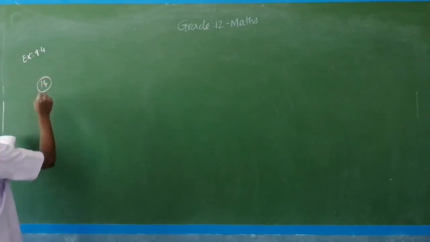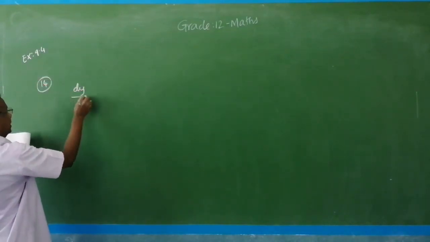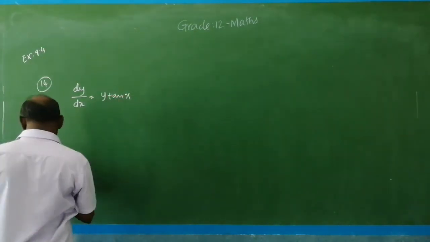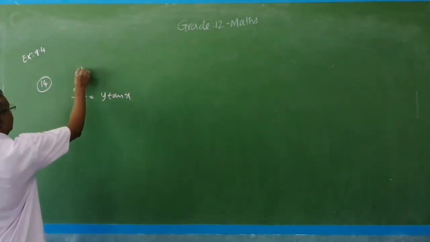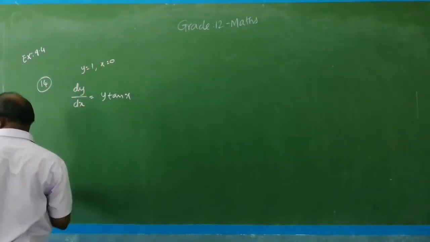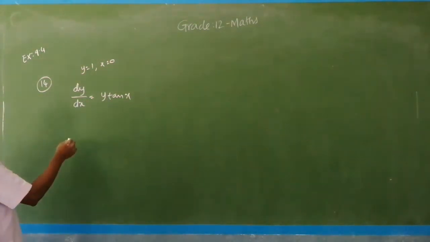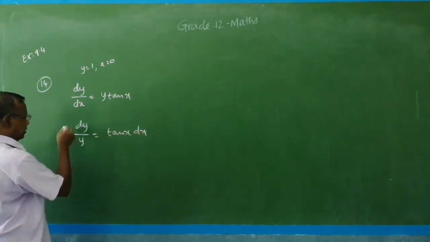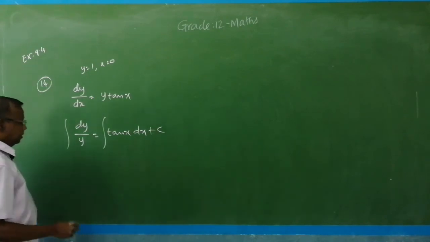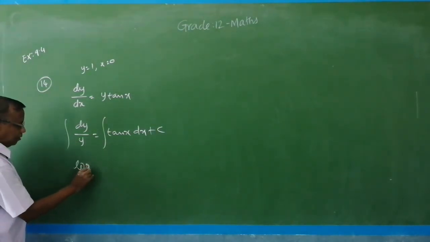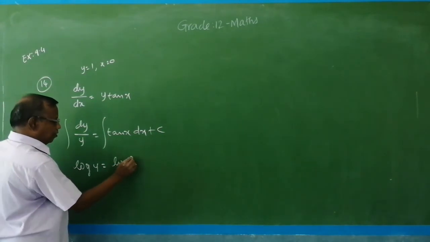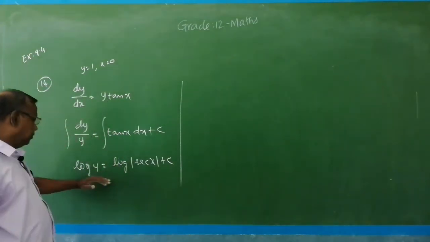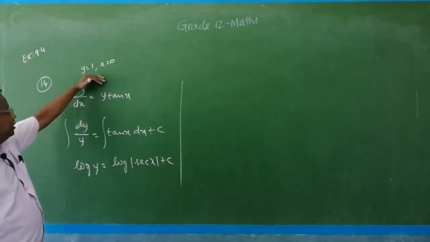Next, question number 14. We are given dy by dx equal to y tan x, and when y equal to 1, we have x equal to 0. Separating the variables, we have dy by y equal to tan x into dx. Integrating on both sides, we have log y equal to log of modulus of secant x plus c. Now this is the general solution for the given differential equation, but we need the particular solution.